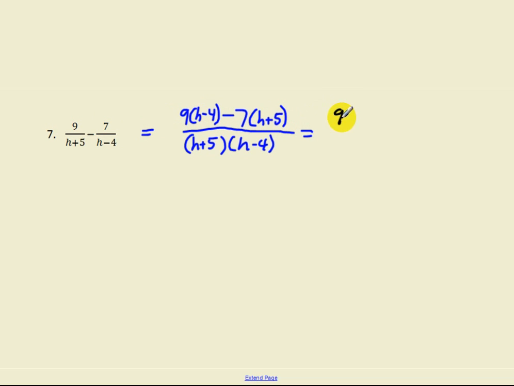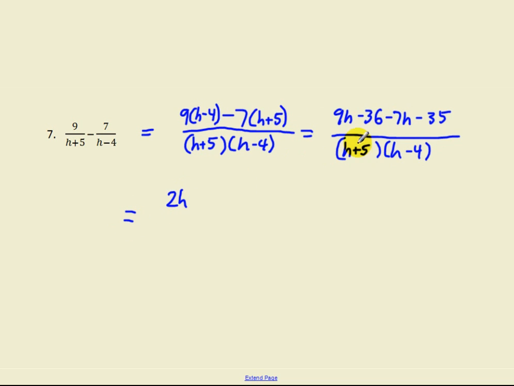So we have 9h minus 36 minus 7h minus 35. Don't forget that negative there. So minus 35, and this is all over h plus 5 times h minus 4. And then we can combine like terms. So we have 9h minus 7h will give us 2h. And then we have a negative 36 minus 35 will give us minus 71 over, and we still have that common denominator of h plus 5 times h minus 4. Okay, and we cannot factor this any further, so there's no more canceling, and we're done.